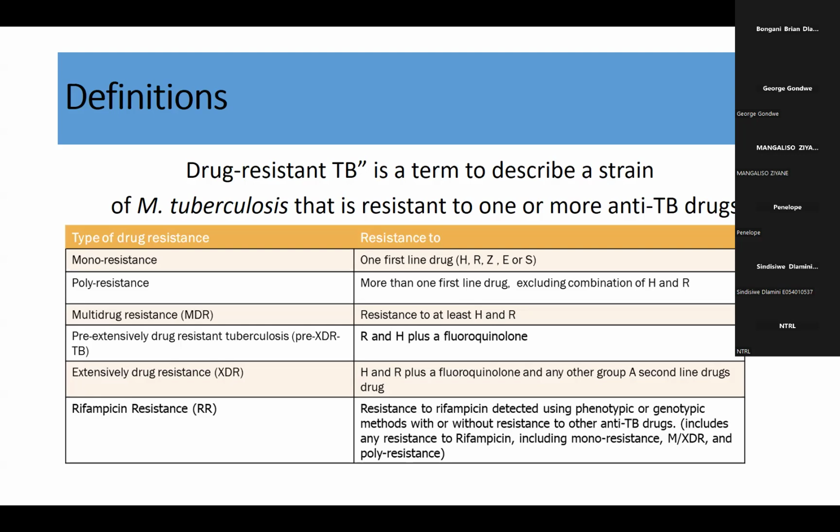Now we go to multi-drug resistant TB. This is when you've got resistance to isoniazid and rifampicin. Why are these two drugs so important? Because these are the main potent drugs for the first-line regimen. Then pre-XDR is when you've got MDR TB plus a fluoroquinolone, which can be moxifloxacin or levofloxacin. Then XDR is pre-XDR plus one of the group A drugs, so it can be bedaquiline.